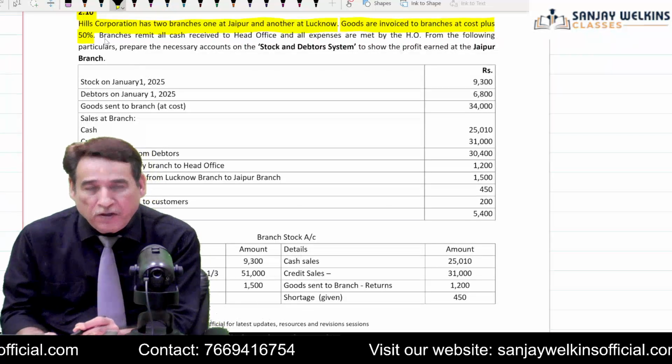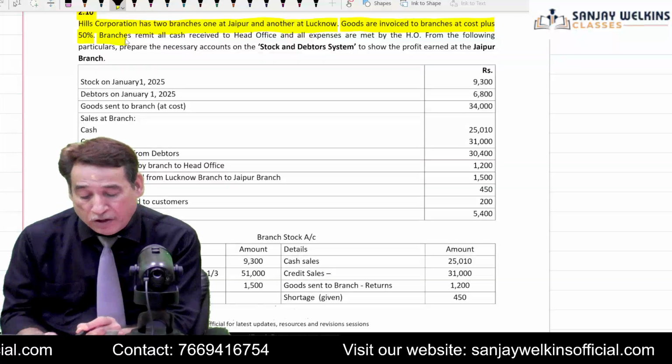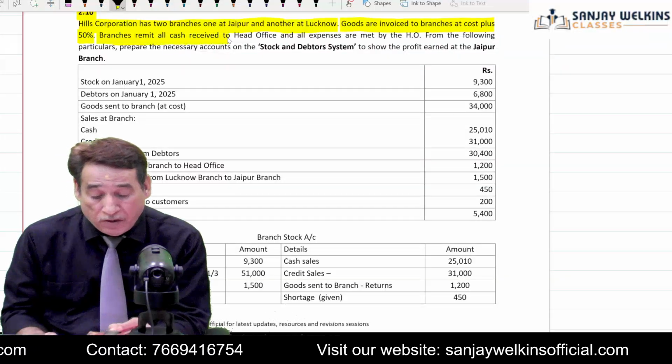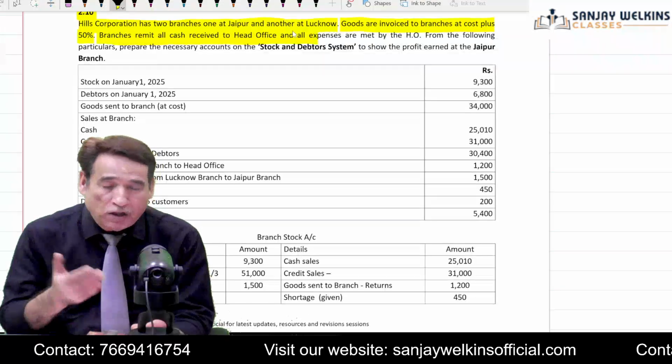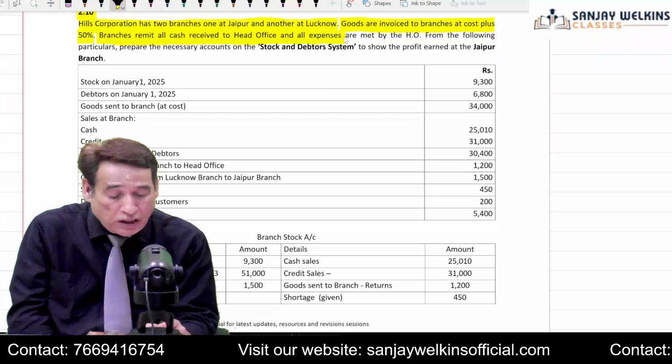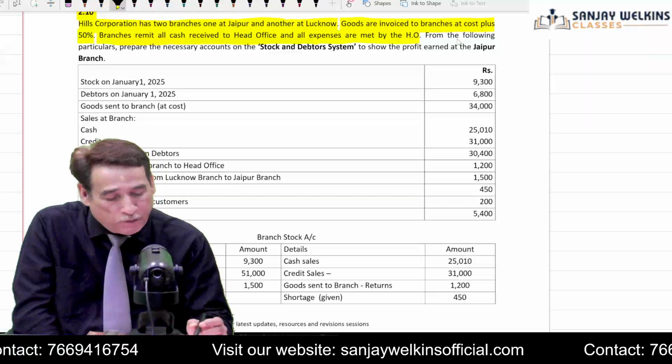Cost plus 50%. The rate is on cost, no doubt about that. But this time the margin is 50. Branch remits all the cash received to the head office. So whatever cash the branch collects, it will remit to the head office, and all the expenses of the branch are met by the head office, naturally.